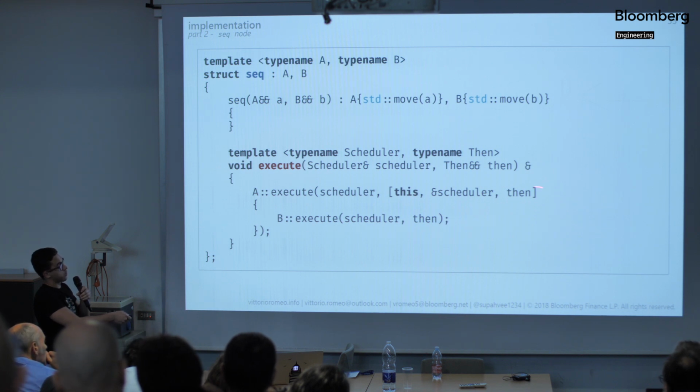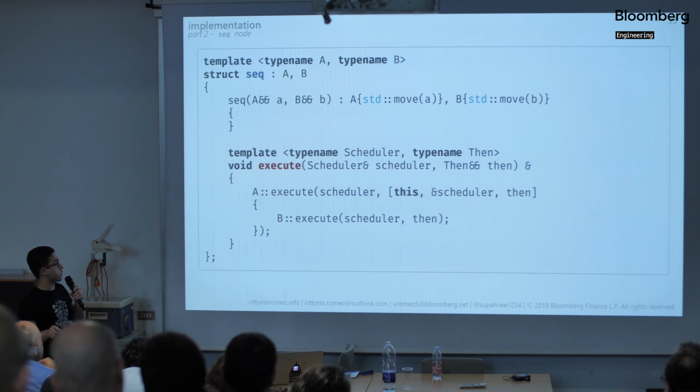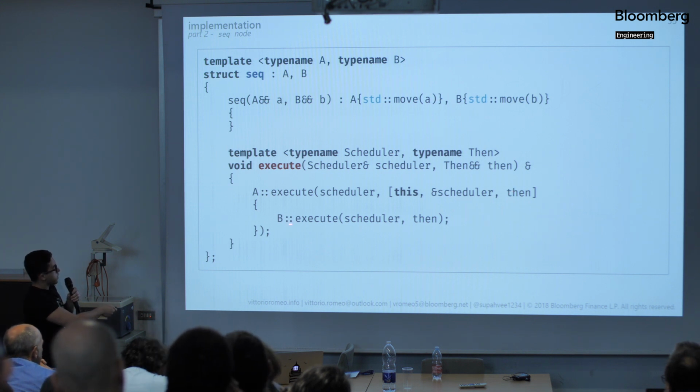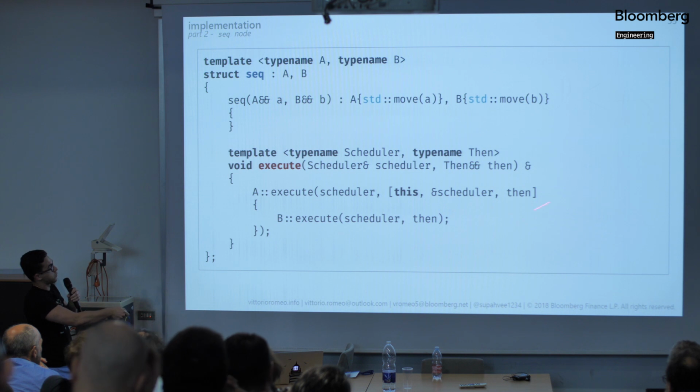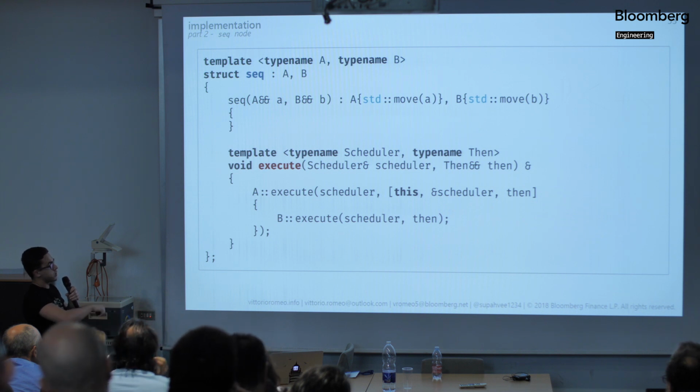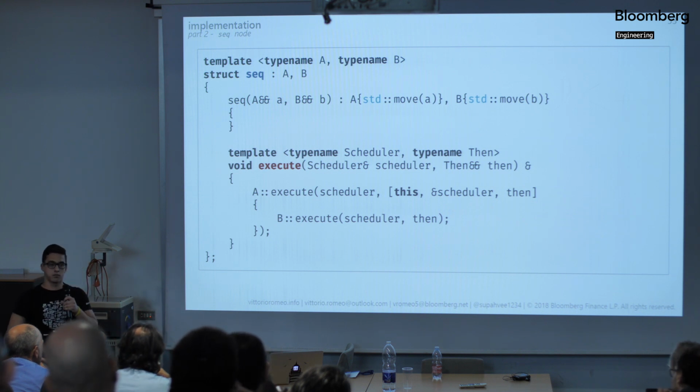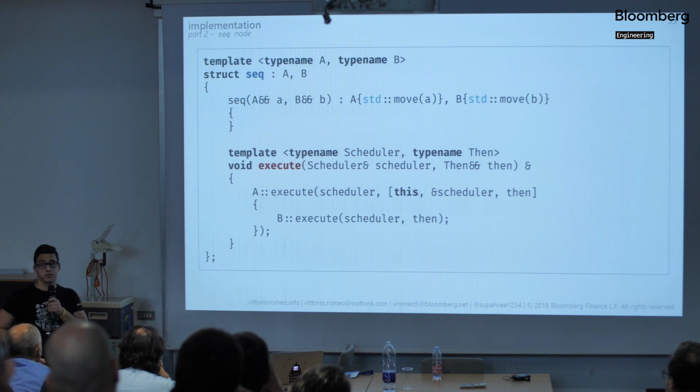It captures the then continuation by value, as the sequential node might have gone out of scope. Then execute B on the same scheduler with the continuation that was originally passed to the sequential node. So this is the way we tie everything together. Make sense?